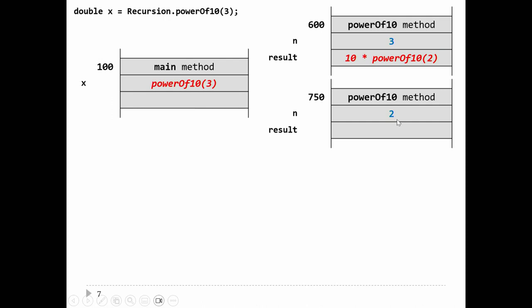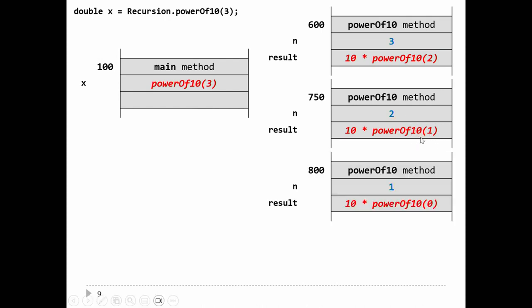Okay, so n is 2. What does power of 10 do when you call it with 2? Well, it calls itself with 1. That's a method call, so another version of power of 10 appears. It gets its own value of n and result. So there's 1. What does power of 10 do when you call it with 1? Well, it calls itself with 0.